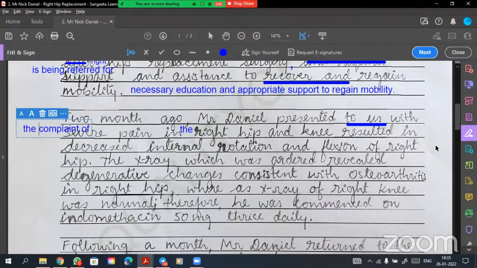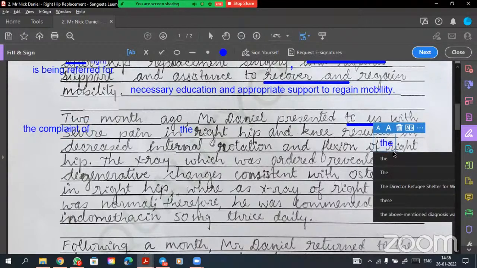Resulted in decreased internal rotation and flexion of the right hip. Only hip. Then what about the knee? I have mentioned. So there is a little bit of confusion here, right? So you had severe pain and it resulted only in the right hip, not in the knee. You got my point? Yeah, that's how they mentioned that. So if it's not mentioned, then you have to be careful and selective. In the right hip and the right knee, which resulted in decreased internal rotation and flexion of the right hip. The right hip. Whenever a body part is there, you have to write the.